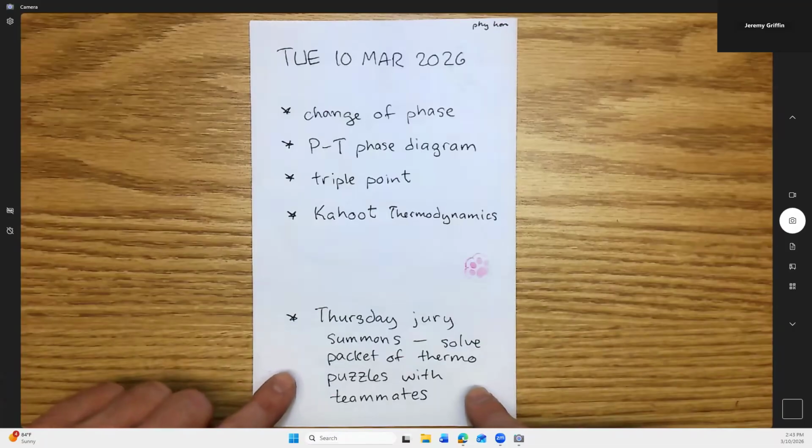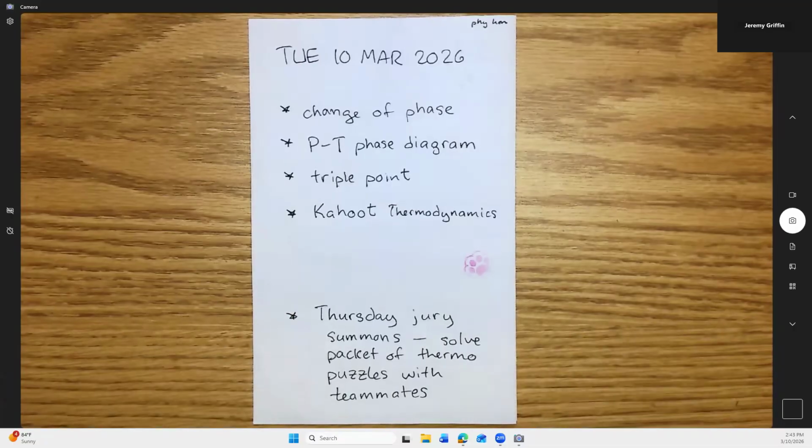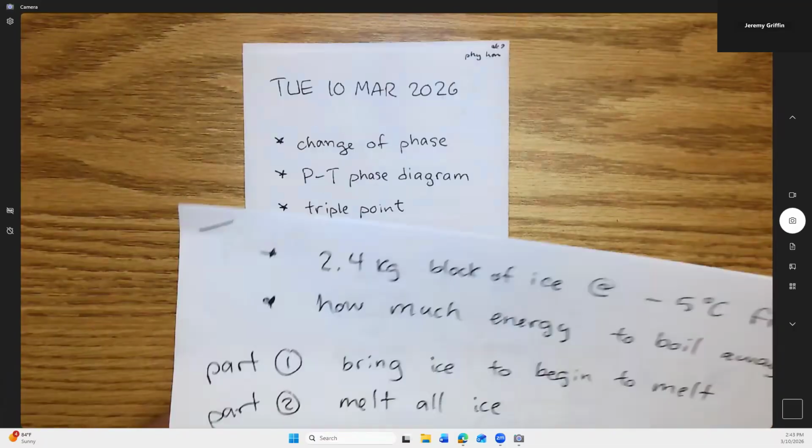Okay, so I'm going to give you guys a packet of thermo puzzles that you can work on with each other. It'll be team puzzles, and some of the questions are going to look like what I'm about to recap with you right here.